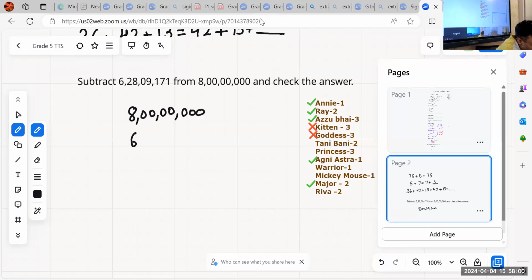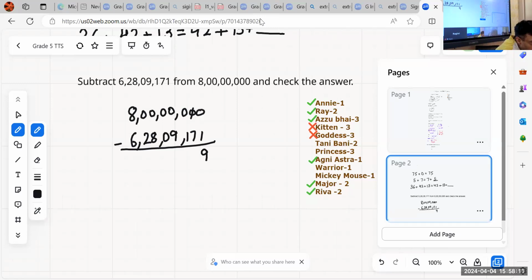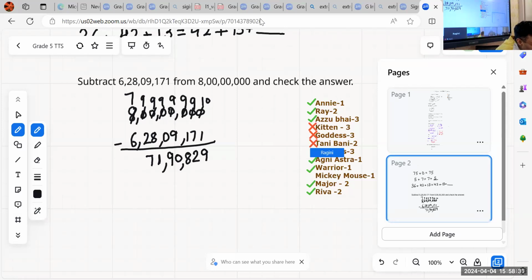So we have to subtract 6 crores 28 lakh 9,171. In the subtraction, the last digit becomes 10 and the rest of the digits become 9. We all know that, right? So 9 minus 7 is 2. 9 minus 1 is 8. 9 minus 9 is 0. 9 minus 0 is 9. 9 minus 8 is 1. 9 minus 2 is 7. And 7 minus 6 is 1. Do we understand, kids?